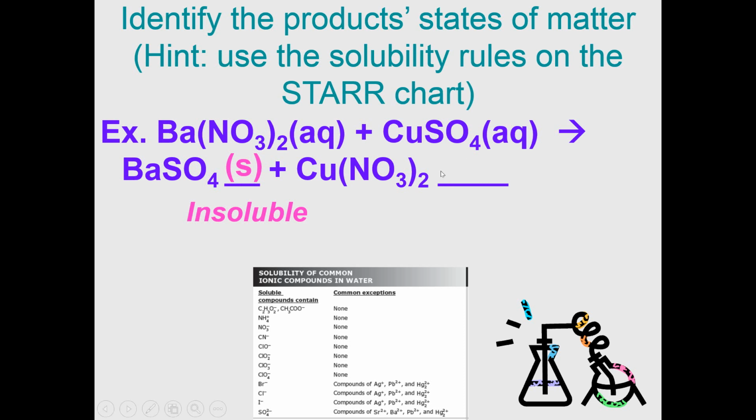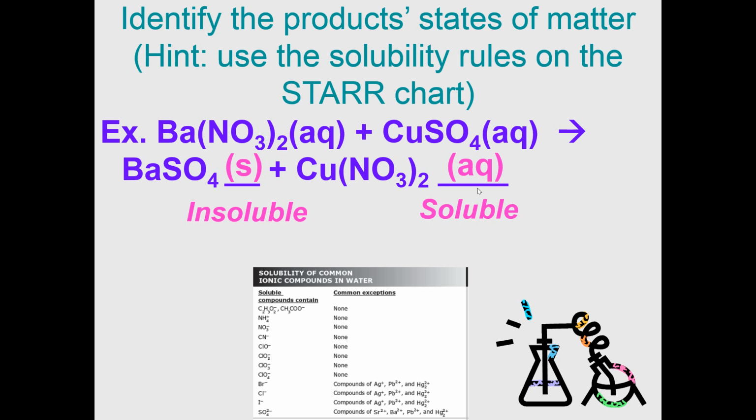We now need to check for the state of matter for copper 2 nitrate. I look for nitrate on the list, which is right here. Luckily, it has no exception, so I don't have to think too hard. Anything with nitrate is soluble, so let's go ahead and give this an AQ to represent aqueous. And aqueous means it will dissolve in water. Think of aqueous as being like aqua, and if it's aqua, it's aqueous, and it will dissolve in water.